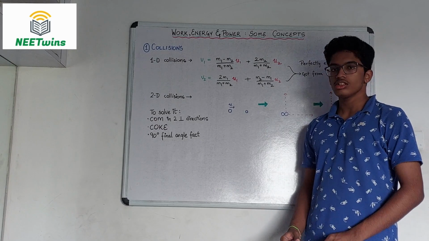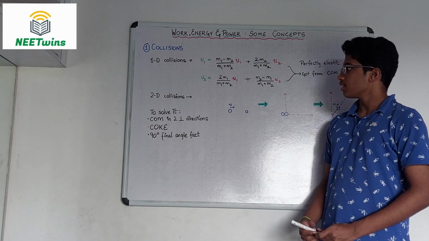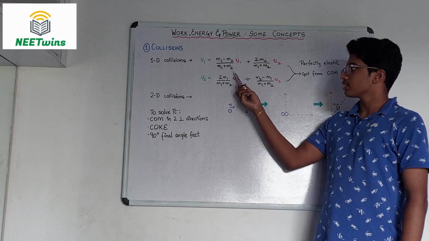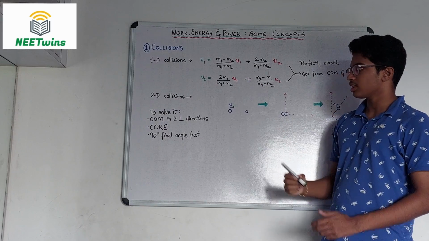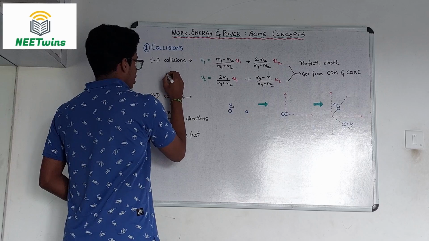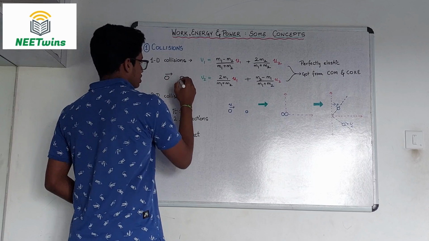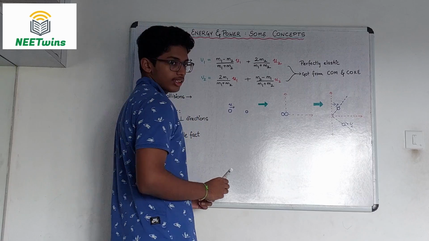As far as one-dimensional collisions are considered, the concept is explained well in NCERT. But the formula that NCERT has given considers only the case when the first body is moving and the second body is at rest. That is a case like this, where a moving body of some mass comes and collides with a stationary body. So only this part of the formula has been included in NCERT.